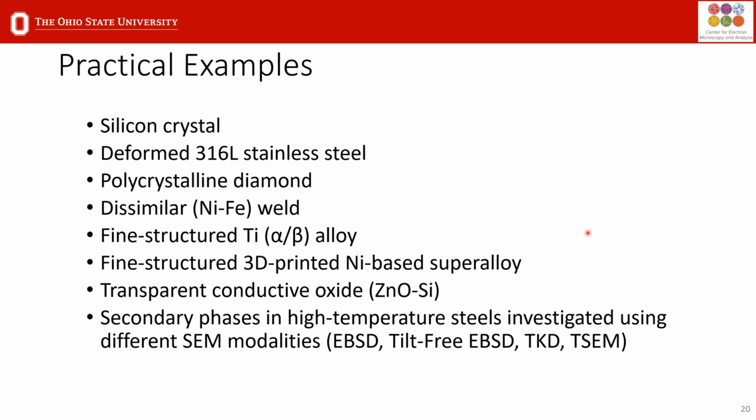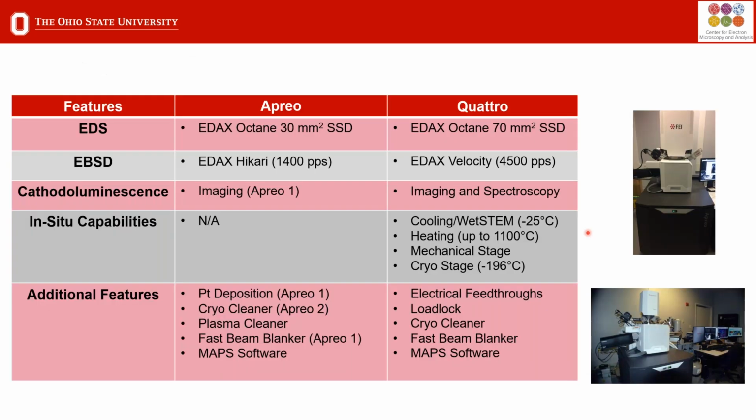So into the practical examples. Before I get to the first example, I just want to say that we used the microscopes at CMAS. We have a high resolution Apreo microscope, which has a Hikari EDAX EBSD detector. And on our Quattro instrument, we have a Velocity high-speed EBSD camera that can scan at about 4,500 patterns per second. For practical use, most of the analysis here we regularly scan at about 1,000 patterns per second with this detector.